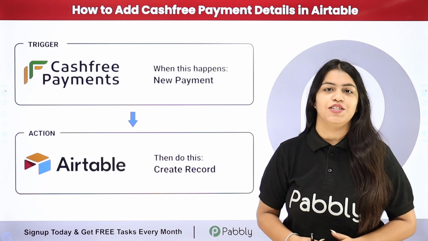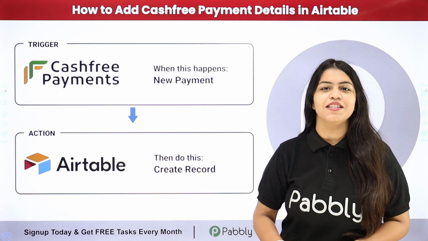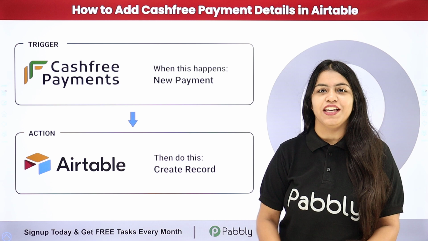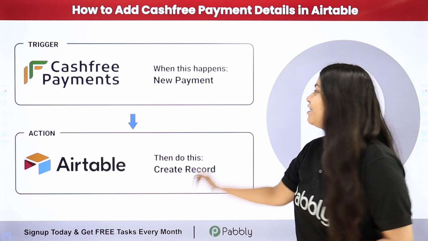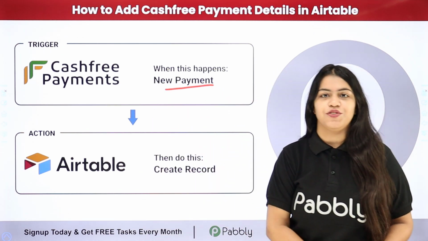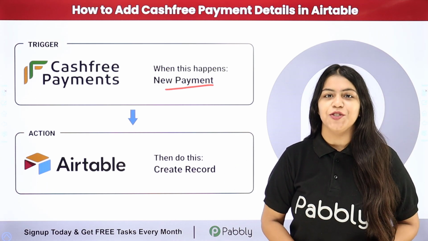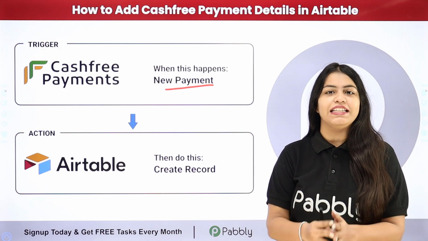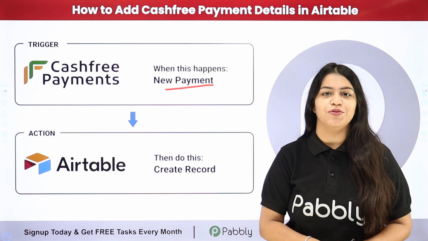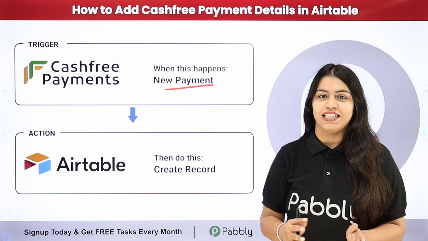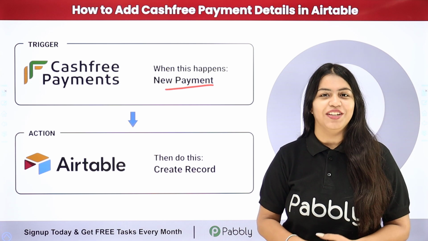So over here I'm running an EduTech company and we sell our courses online with the help of Cashfree. So now what I want is that as soon as a new payment is made in my Cashfree, as soon as someone purchases my course, automatically that same details should be added into my Airtable account. That too without any manual efforts.